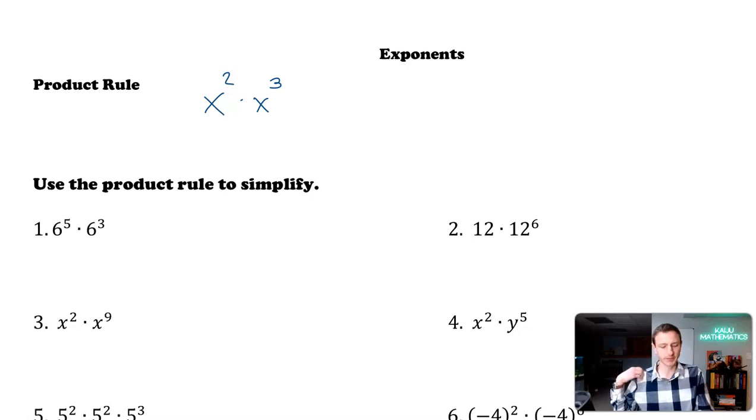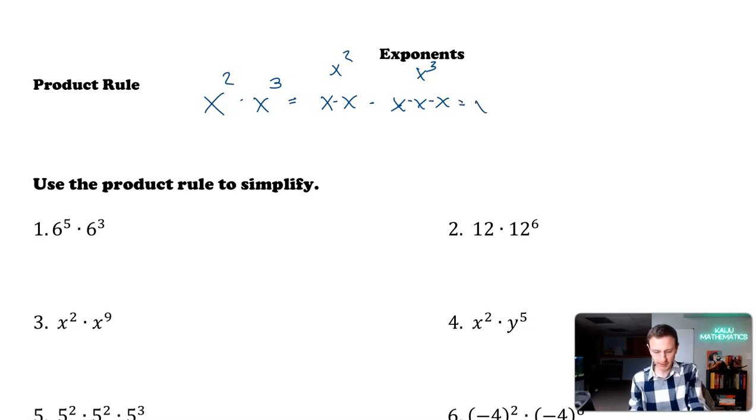If I'm doing x squared times x to the third, I'm doing x times x to represent x squared, and then I'm multiplying that by x to the third, which is x times x times x. So this is x to the third. How many x's do I have being multiplied together? I have 5 of them, so this is going to be x to the fifth.